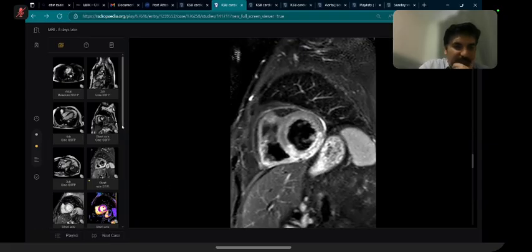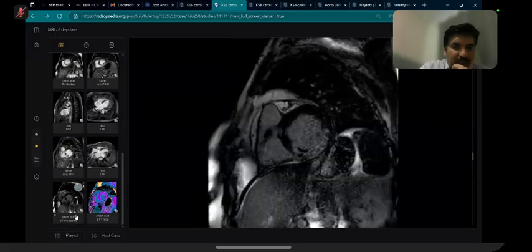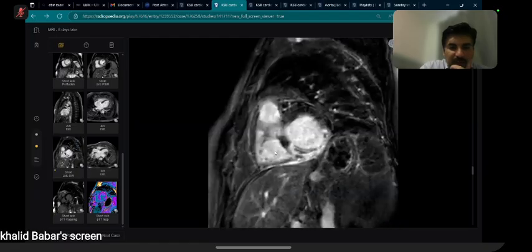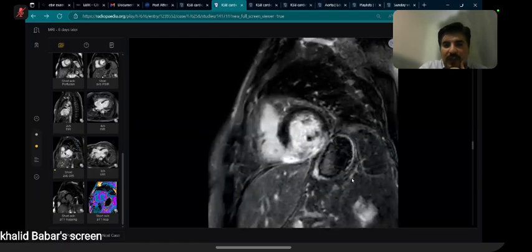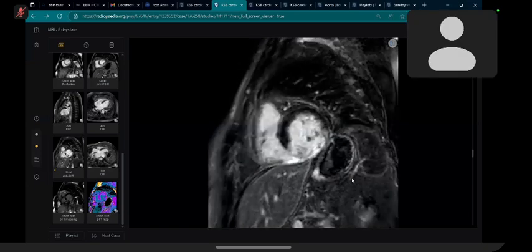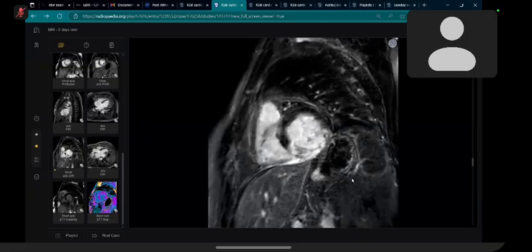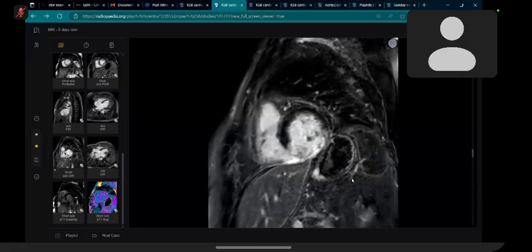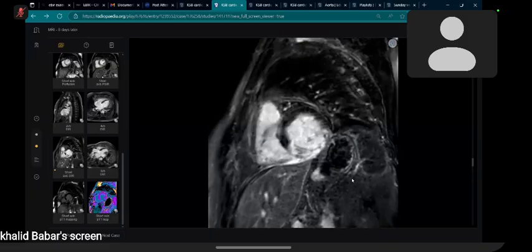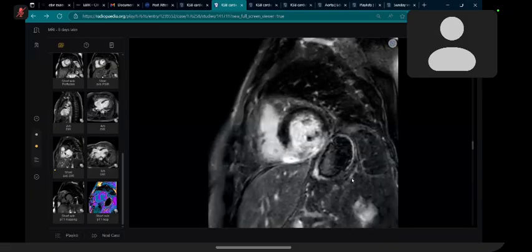So excellent description. Now I will move towards the most important sequence, which is the late gadolinium sequence. Now, candidate number 2, can you explain this, please? Yes, this is a short axis post contrast late gadolinium sequence that showed that there is a transmural delayed enhancement seen involving the inferior wall extending into the septal wall and into the lateral wall.